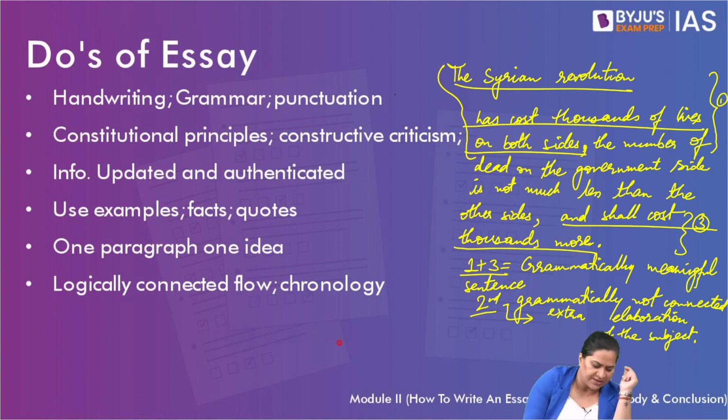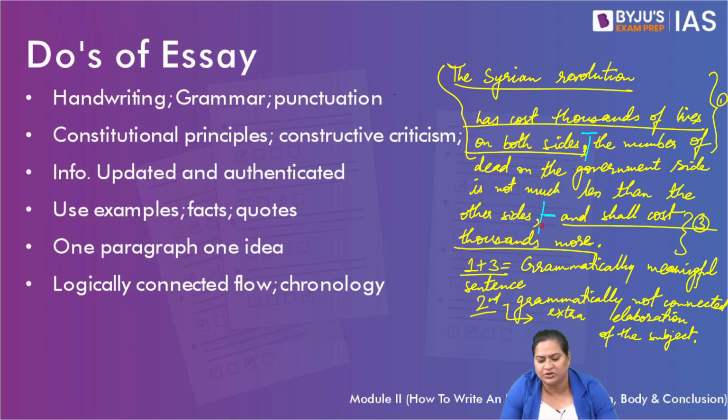Now, something that I can add to this rule. Instead of comma, there could have been the usage of dash. So the Syrian revolution has cost thousands of lives on both sides, dash, the number of dead on the government side is not much less than the other side, dash, and shall cost thousands more. Full stop. Got it, everyone? Everyone is getting an idea of how to put it to use when you are interpreting the statement, right?